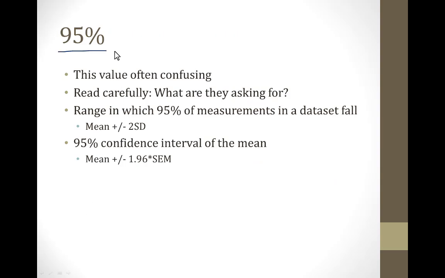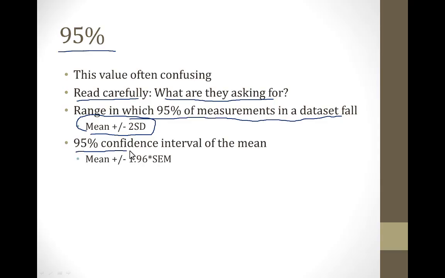So when you see the number 95% in a question stem, don't get confused. Read the question very carefully. What are they asking for? If they say, what is the range in which 95% of the measurements in a data set fall, then they're looking for the mean plus or minus 2 standard deviations. On the other hand, if they say, what is the 95% confidence interval of the mean, then they are looking for the mean plus or minus 1.96 times the standard error of the mean. These two things are different. This is often confusing for students, so make sure you have them straight in your mind. And that concludes our module on basic statistics.